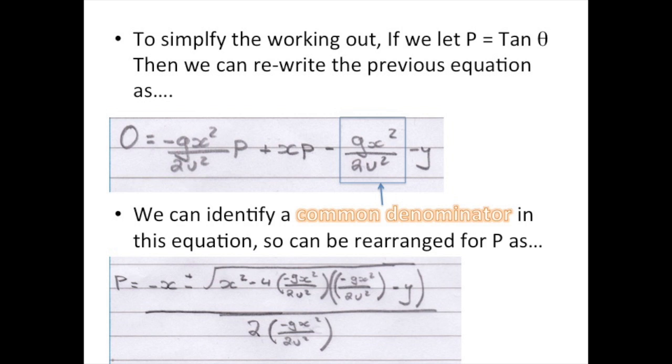Now we can identify there's a common denominator here, which is gx squared over 2u squared. So now we can write that equation as p equals minus x plus or minus the square root of x squared minus 4 times minus gx squared over 2u squared times minus gx squared over 2u squared minus y, over, well, that's all over 2 times minus gx squared over 2u squared.